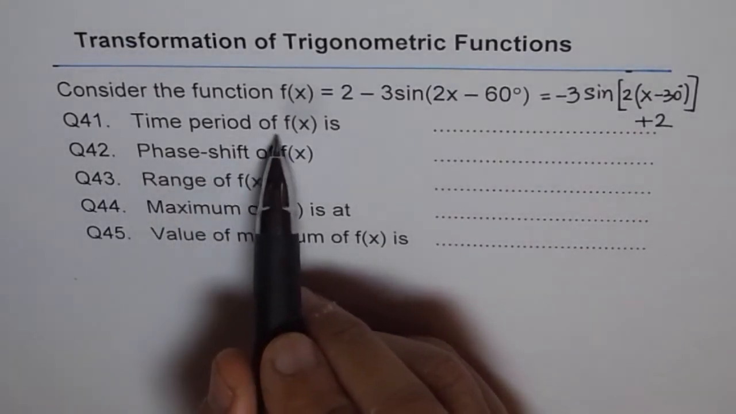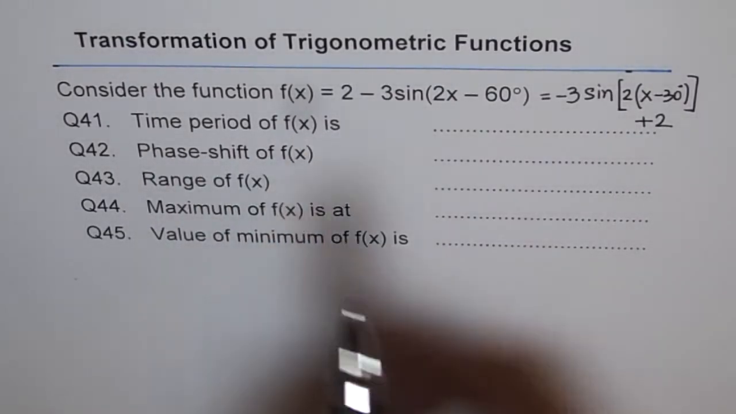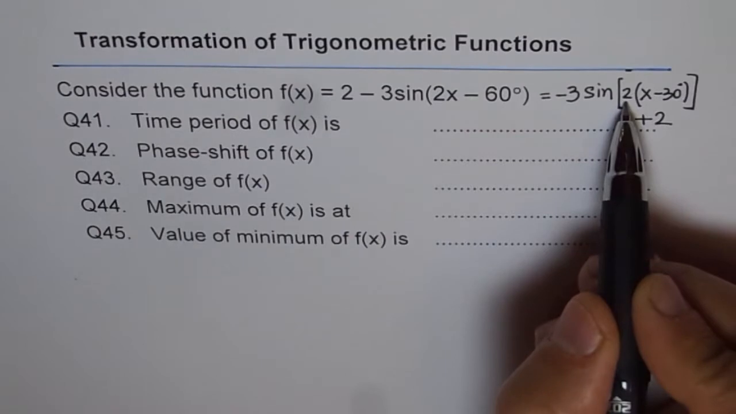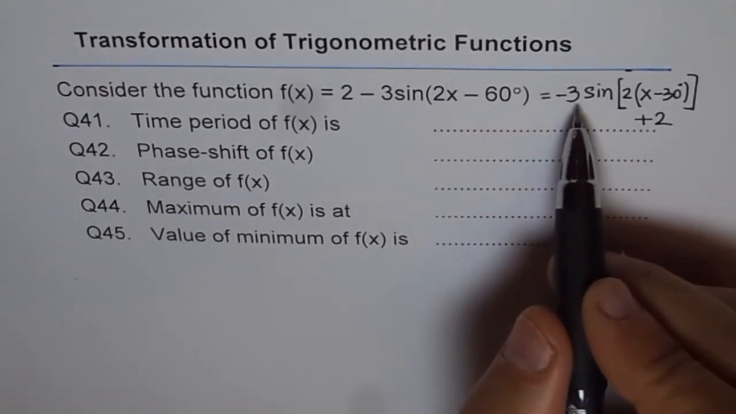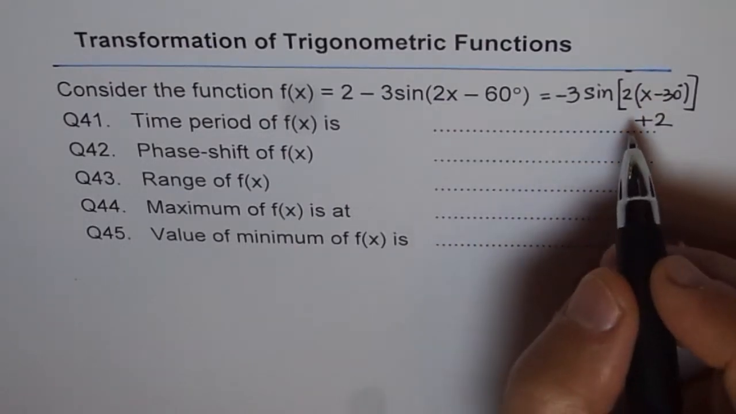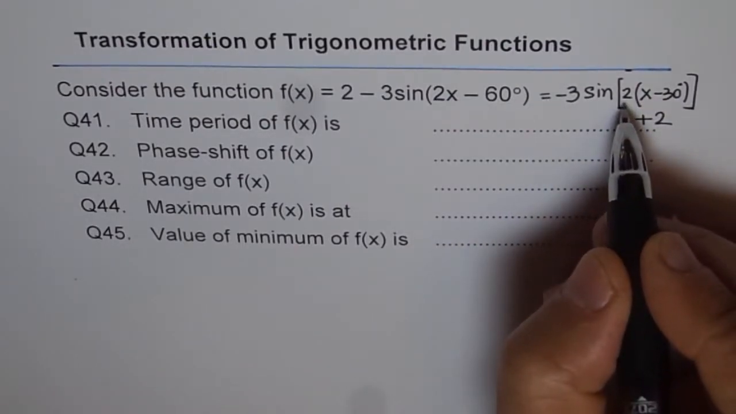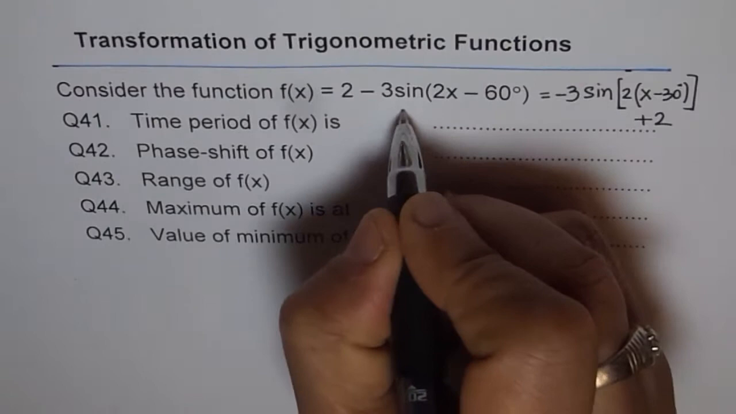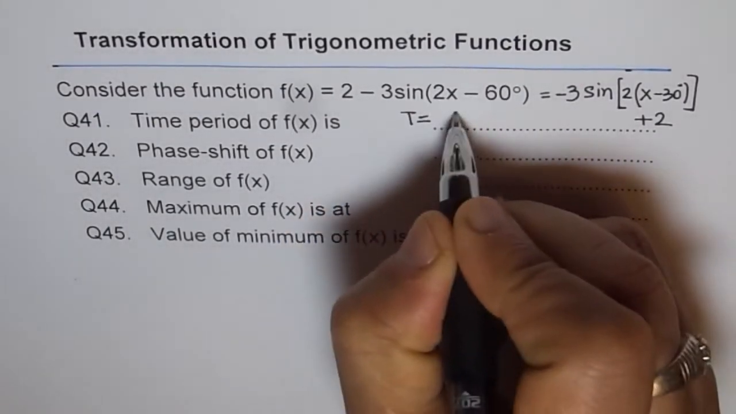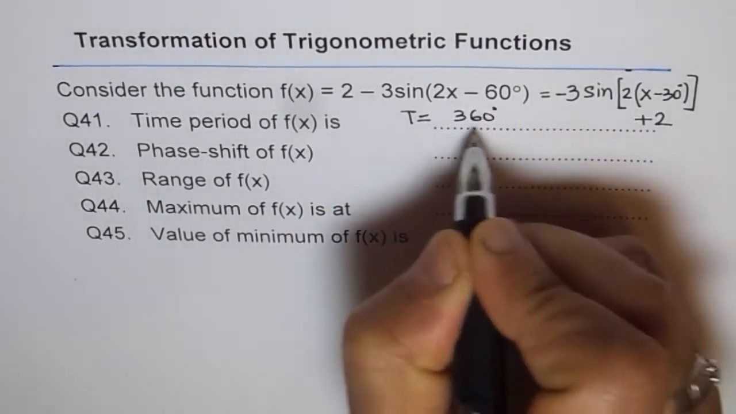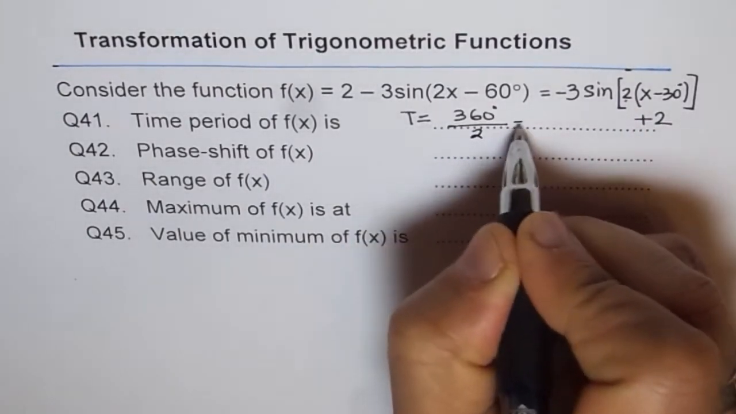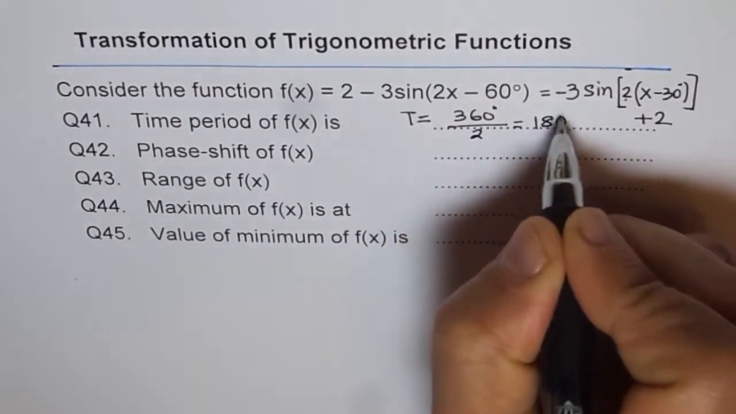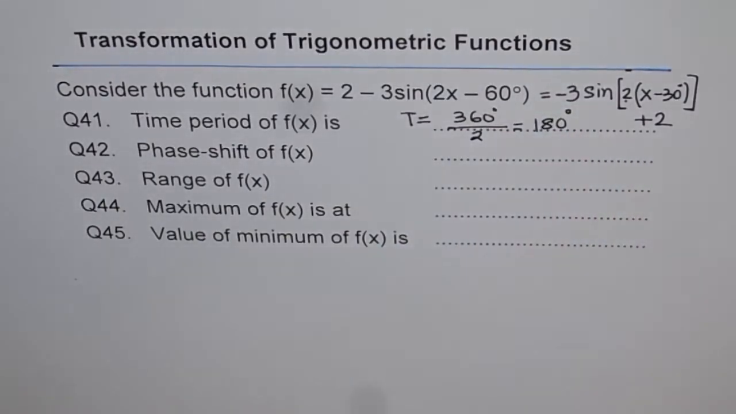Time period of f of x is, now time period is decided by this k factor, right? If you compare it with the standard equation of the transformed equation, then this 2 decides the time period. How? The time period T is equal to 360 degrees divided by this number, which is 2. So here the time period is 180 degrees.